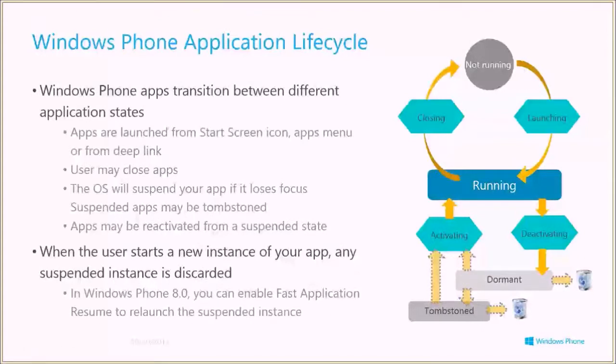So what about moving from running to not running? If a running application loses focus, because the user starts another application or gets an interruption such as a phone call, or you press the search button or the Windows button on your Windows Phone, the application moves from the running to the dormant state, which means the application is being deactivated. You can get back to the application by pressing the back button, so you're coming back from the dormant to the running state. That means you're activating the application and moving it from the dormant state to the running state.